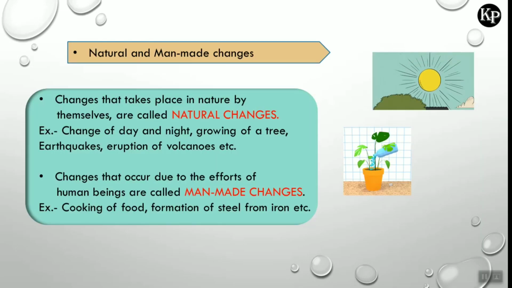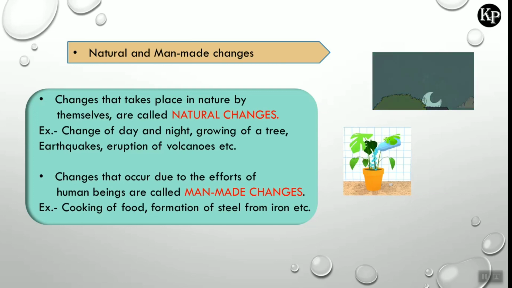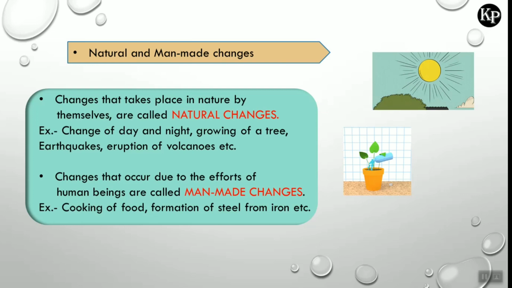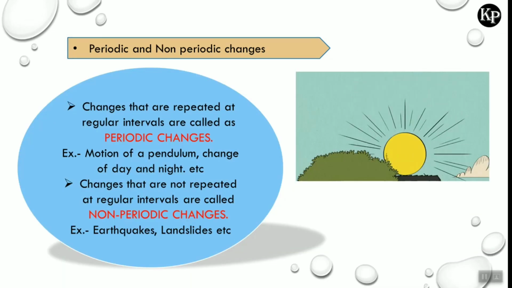Next, natural and man-made changes. Changes that take place in nature by themselves are called natural changes. For example, change of day and night, growing of trees, earthquakes, eruption of volcanoes, etc. These are the examples of natural changes. Changes that occur due to the efforts of human beings are called man-made changes. For example, cooking of food, formation of steel from iron, etc. These are the examples of man-made changes.